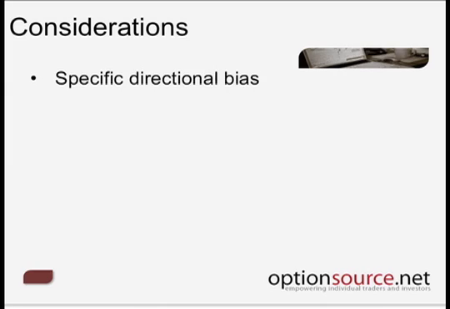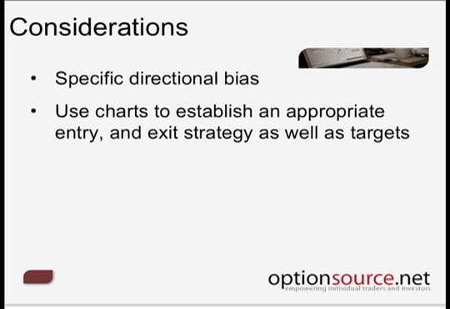At the end of the day, we really have to make sure that we've established a specific directional bias, because ultimately, if the underlying pair value doesn't do anything, we understand that as the option buyer, we run the risk of losing the entire premium. So we really need to see movement in the particular pair value in order for our trade to be profitable. Now, again, just as I suggested, we're going to use price charts to establish an appropriate entry, as well as exit strategy, as well as specific targets.